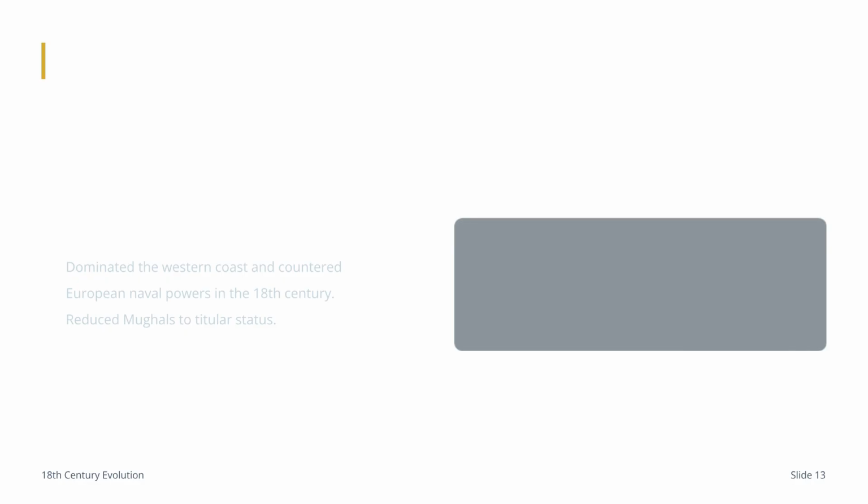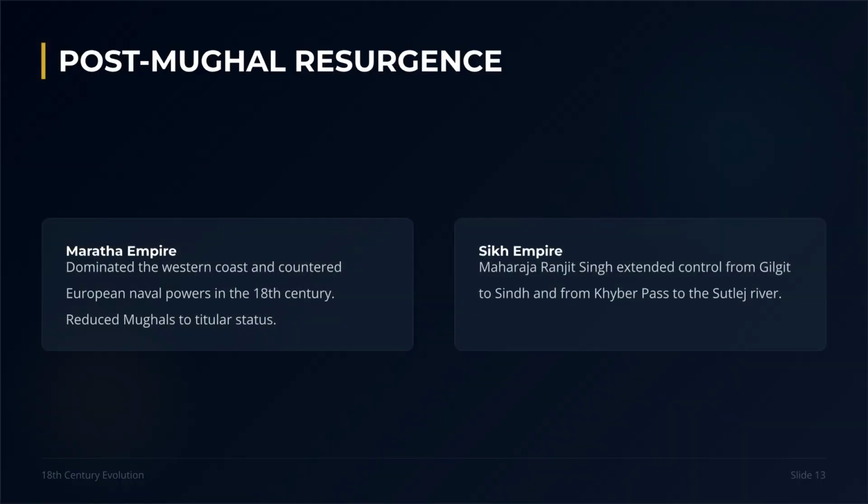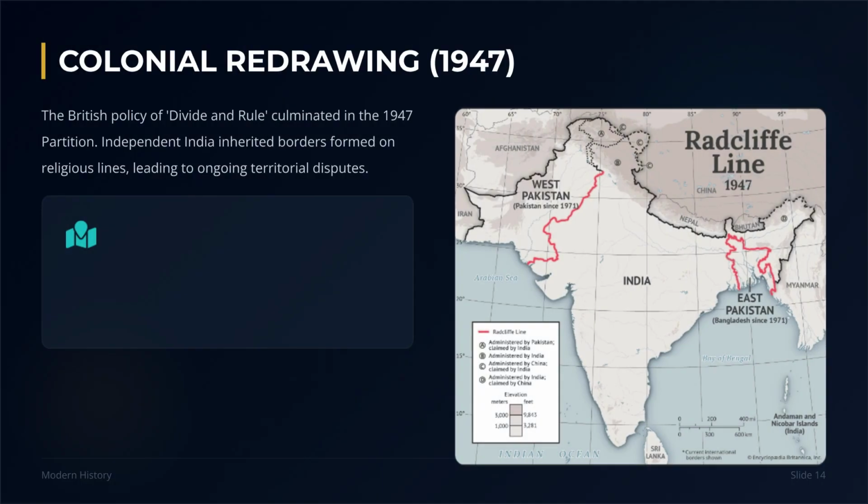Following the Mughals, regional powers resurged. The Maratha Empire dominated the western coast and challenged European naval powers in the 18th century. Simultaneously, the Sikh Empire under Maharaja Ranjit Singh extended control from Gilgit to the Sutlej River. The colonial policy of divide and rule culminated in the 1947 partition, which redrew India's borders on religious lines. The Radcliffe Line demarcated the boundaries of India and Pakistan, leading to ongoing territorial disputes.